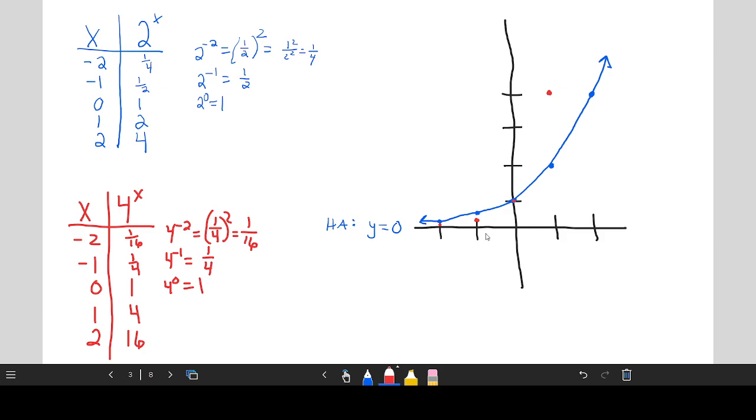So we get a similar shape as we go to the left. Again, we're not going to get any y values that are negative. We're not going to get a y value of 0. They're just going to get really close to 0. You can see they're getting smaller there, just like they were for the other function. So this one is also going to have a horizontal asymptote of y equals 0. And it's also going to increase quickly as we move to the right. It's going to be increasing even more quickly than the first one.